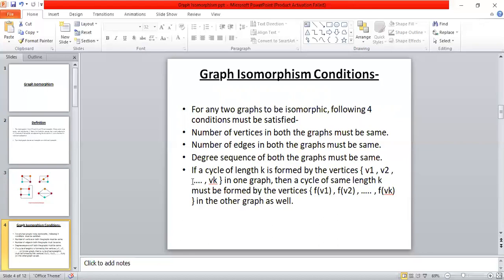And fourth, if a cycle of length k is formed by the vertices v1, v2, v3 and so on up to vk in one graph, then a cycle of the same length k must be formed by the vertices f(v1), f(v2) and so on up to f(vk) in the other graph as well. This means we should also have the same number of circuits of a particular length. These are the necessary conditions to remember for graph isomorphism.